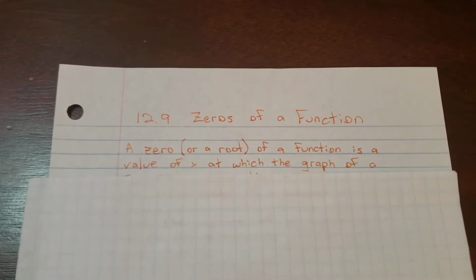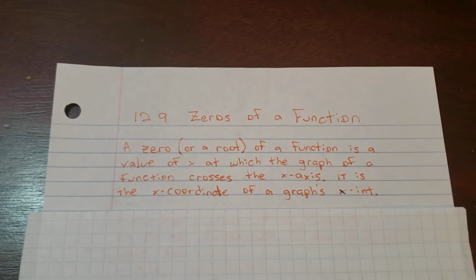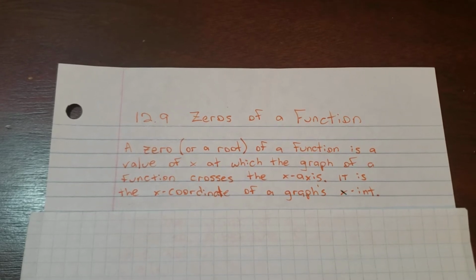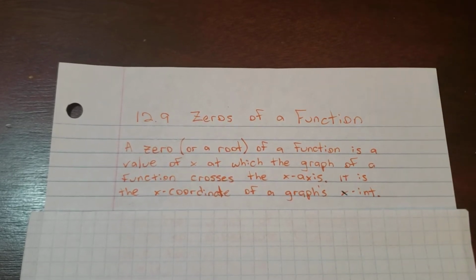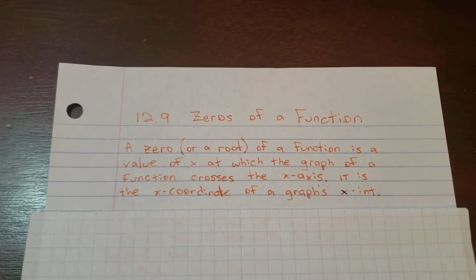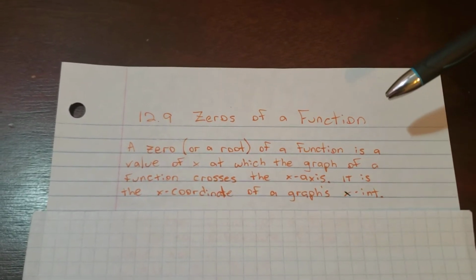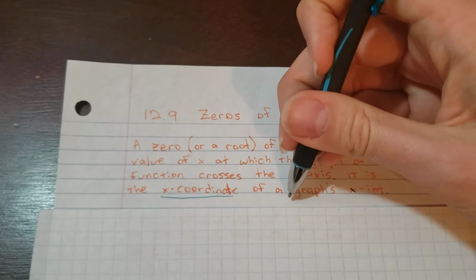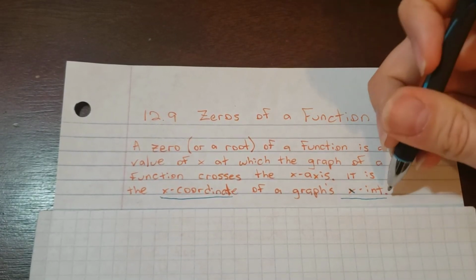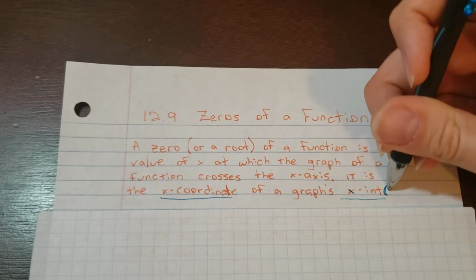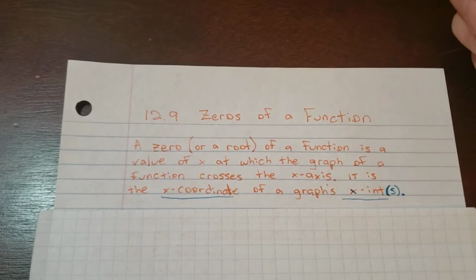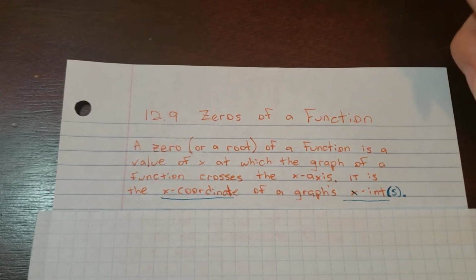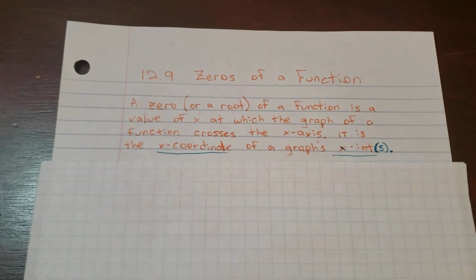Okay, here's the big definition that I said. A zero, or a root of a function, is the value of x at which the graph of a function crosses the x-axis. It's the x-coordinate of the graph's x-intercept. So it is the x-coordinate of a graph's x-intercept, and it might be plural. We've been doing that basically all chapter.